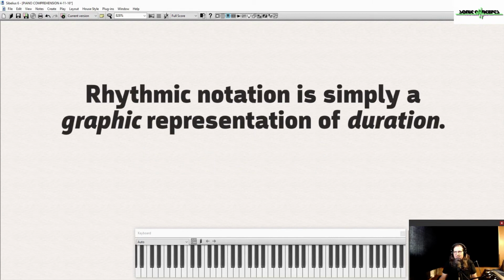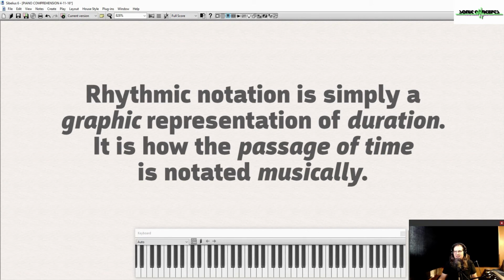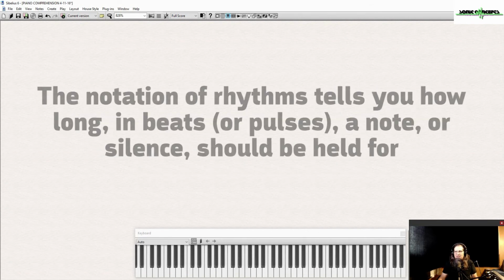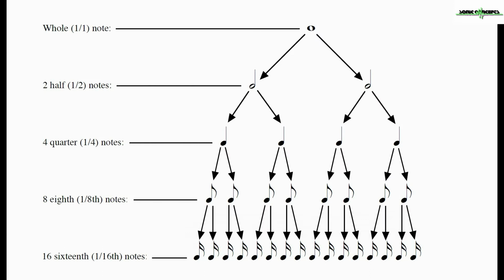Rhythmic notation is simply a graphic representation of duration. It is how the passage of time is notated musically. In other words, the notation of rhythms tells you how long, in beats or pulses, a note, or silence, should be held for. The breakdown of the rhythms we'll cover, from the longest note to the smallest possible subdivisions of a 16th note, given our previous guidelines, are as follows.